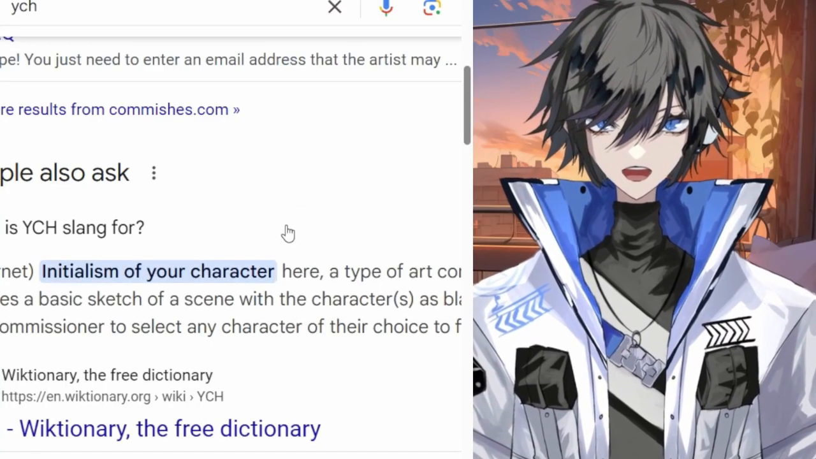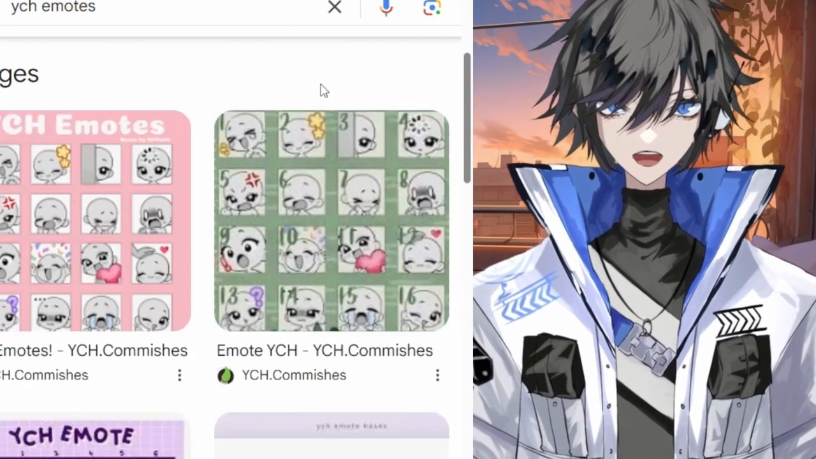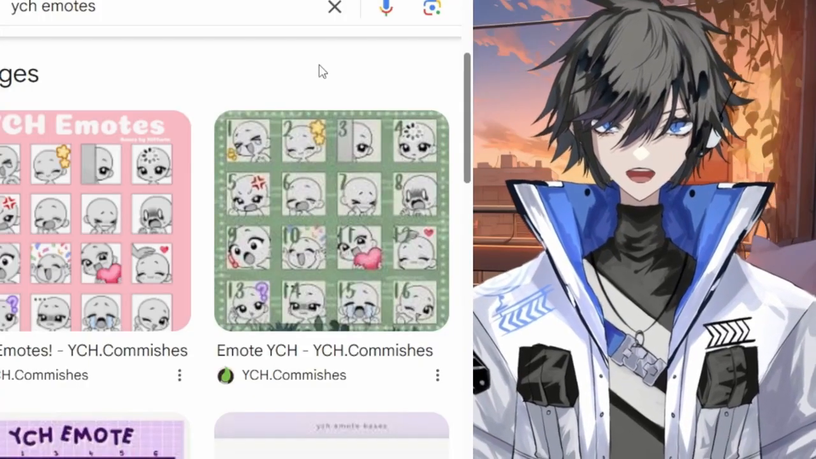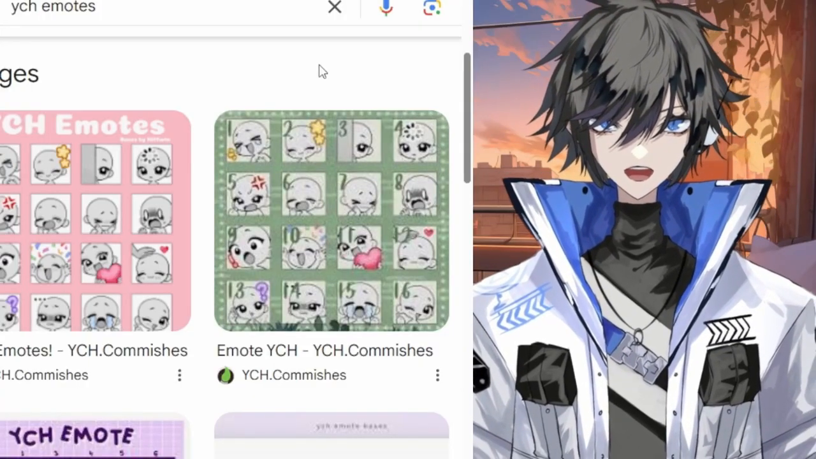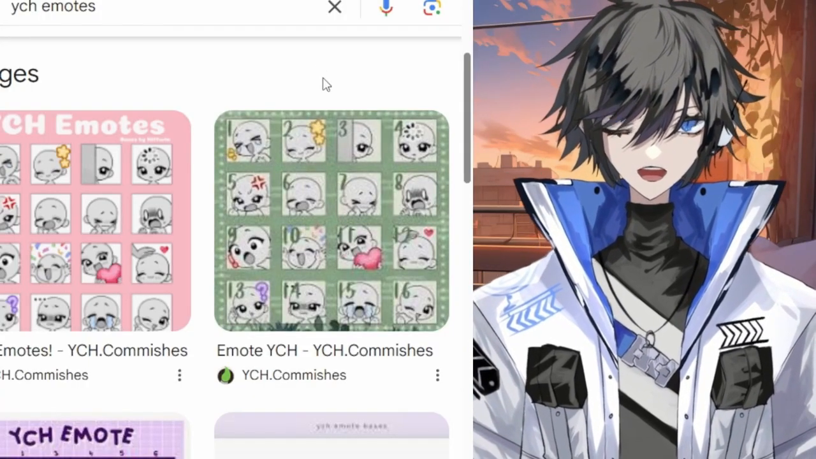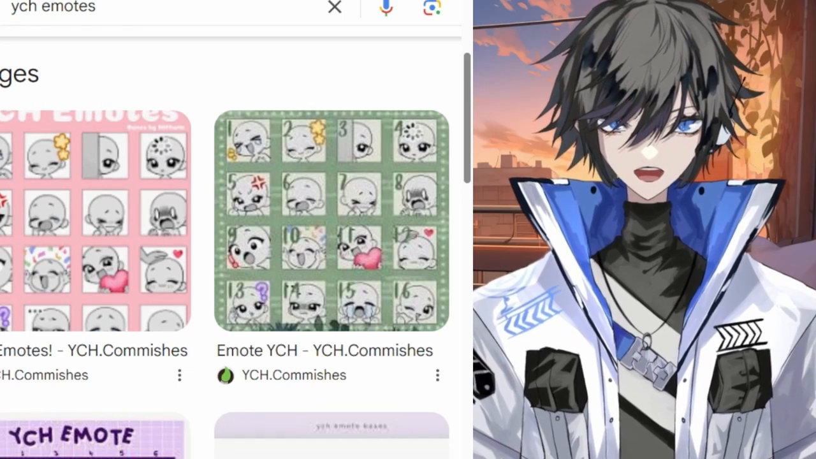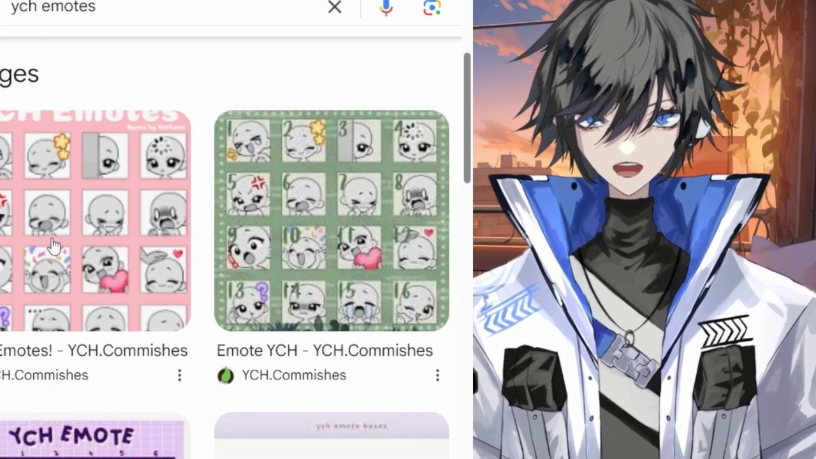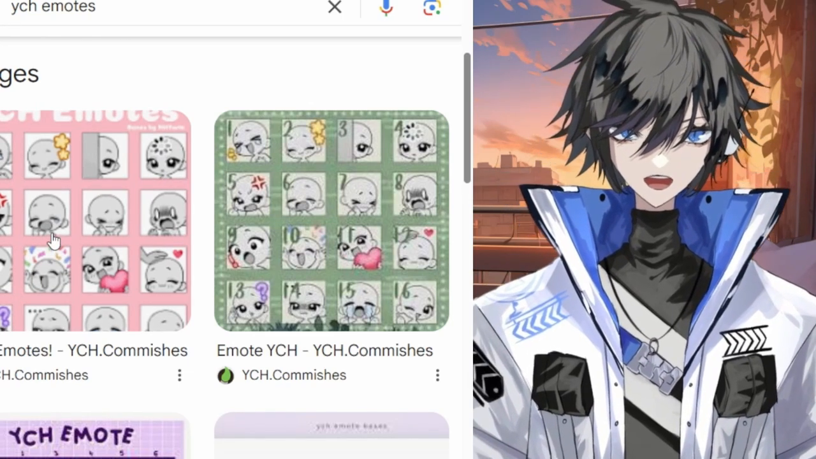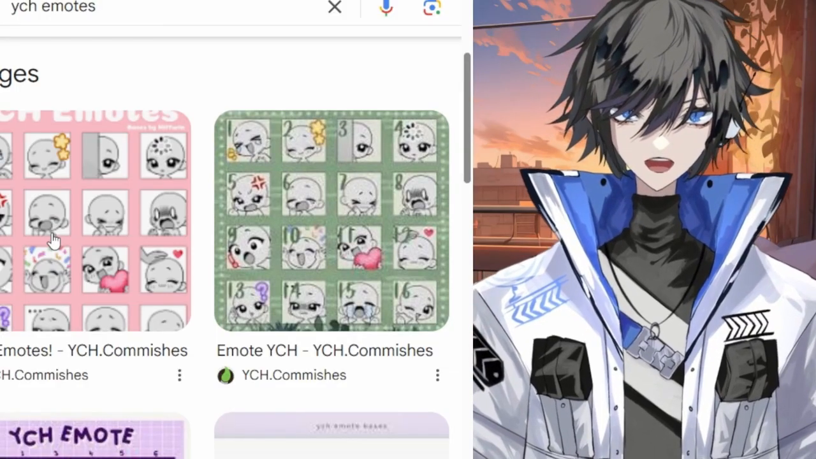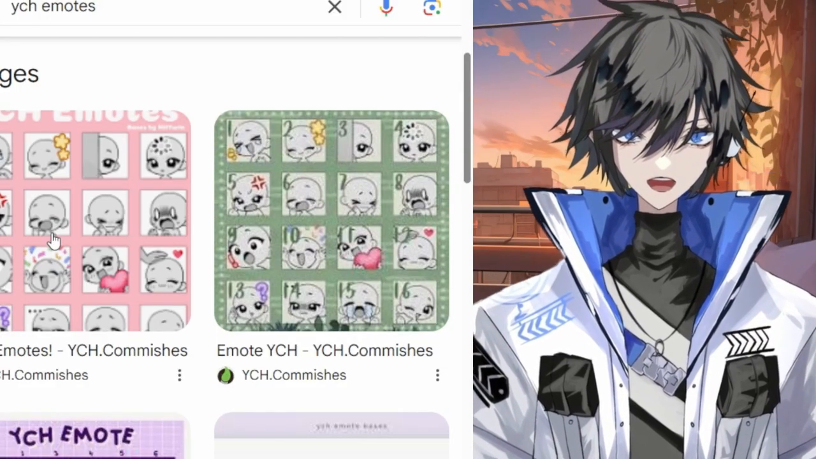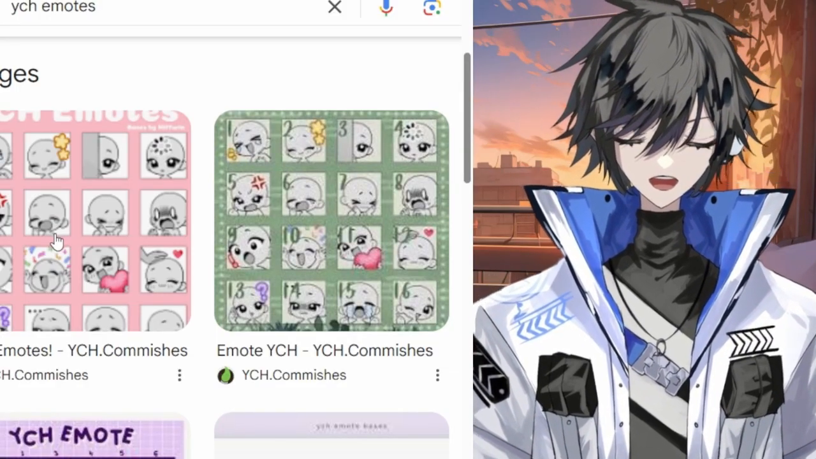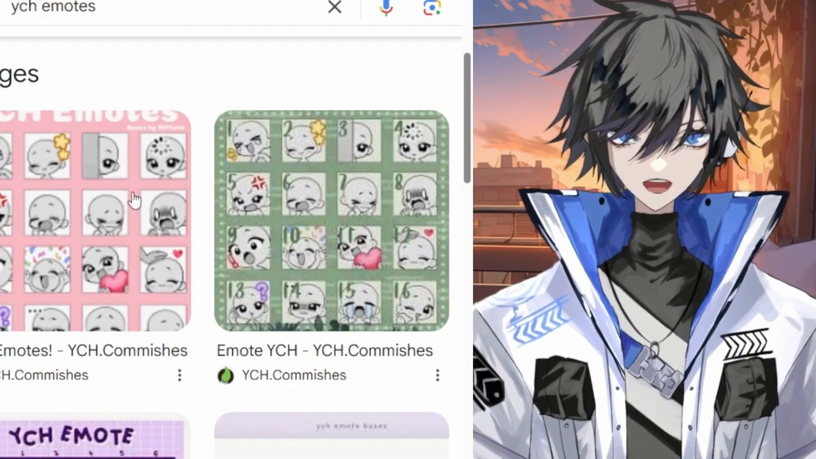YCH stands for your character here. What it is basically a pre-made drawing that you can ask an artist to personalize for you. For example, if you take a look at this face that's a little sleepy right here, you can basically ask the artist to draw your hair, draw your clothes, and draw your eyes onto the character, and it will have the same expression. That is basically the YCH base.